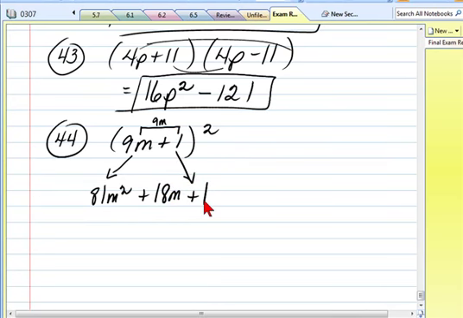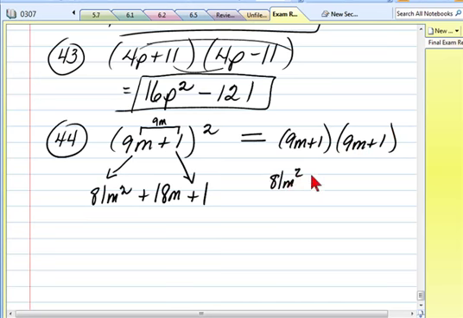If you think, oh, I'm not going to remember that, you are welcome to write it as 9m plus 1 times 9m plus 1. And do it by FOIL. Product of the first is 81m squared. The outer product is 9m. The inner product is another 9m. The product of the last is 1.